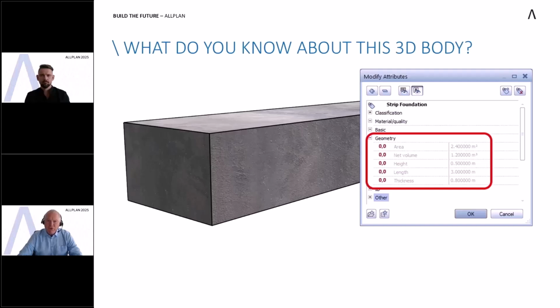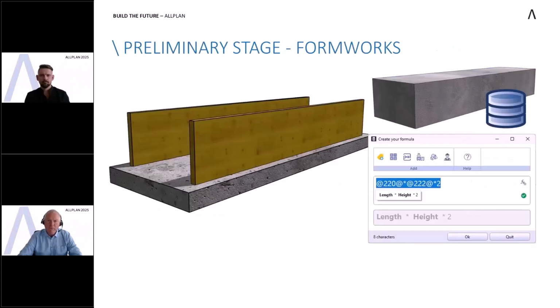What geometric information do we know about this 3D object? We know its length, its height, thickness, surface area, volume, and more. With this information, you can derive and calculate the dimensions of objects that you haven't even drawn yet.